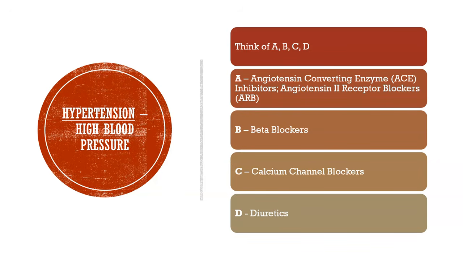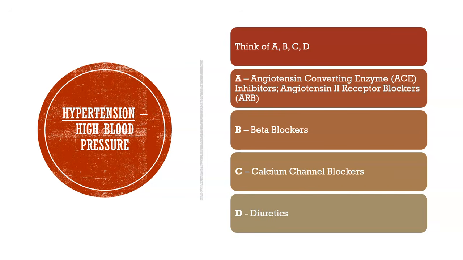Okay, we're going to shift gears here. We're going to go straight to hypertension. So if someone has high blood pressure, what drugs can they take? Well, I want you to think of A, B, C, D. A for angiotensin converting enzyme, ACE. A can also be for angiotensin 2 receptor blockers, so ARB. That's what the A refers to. B refers to beta blockers. C refers to calcium channel blockers. And D refers to diuretics.